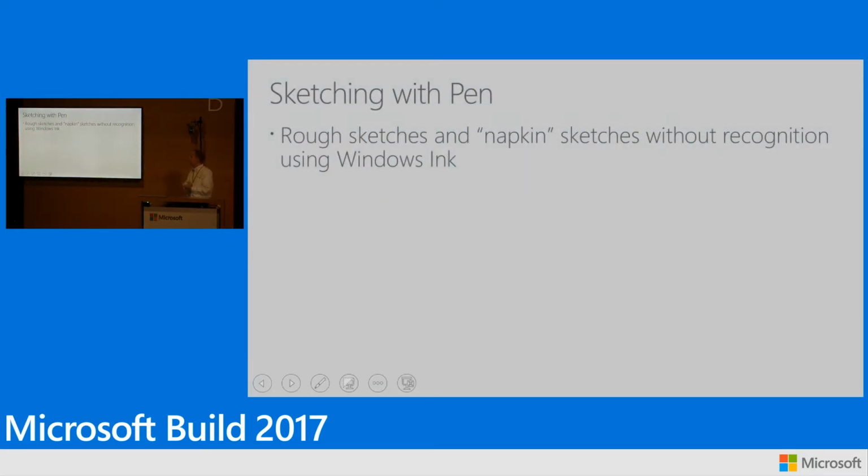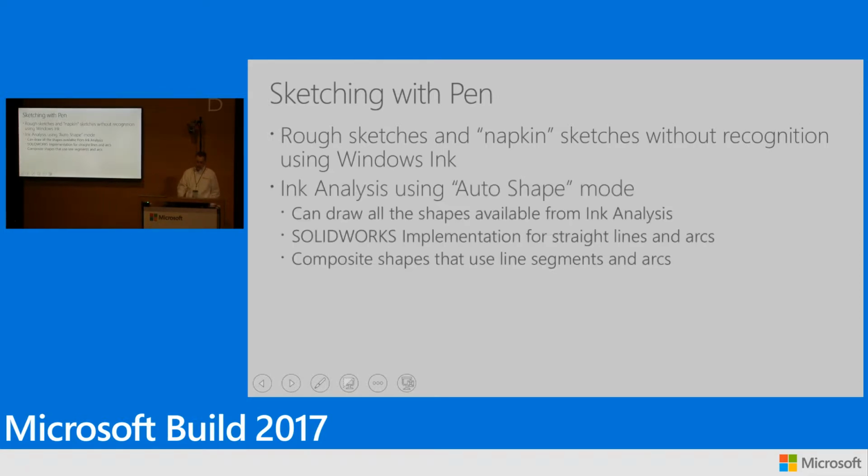So, sketching with the pen. What's nice is we're a Win32 application, so we're able to use direct ink and ink analysis right over top of that. And they've made it pretty easy for us to do. We can do rough sketches and napkin sketches without the shape recognition or analysis turned on. And then we also have those tools, Auto Shape, that give us all the shapes that are available through ink analysis.